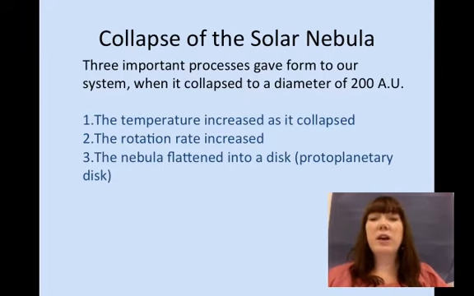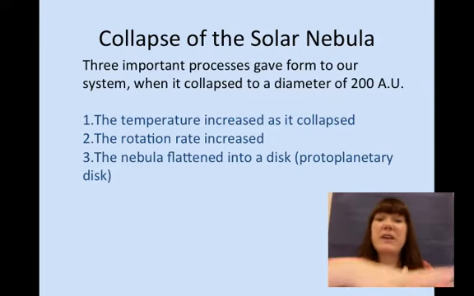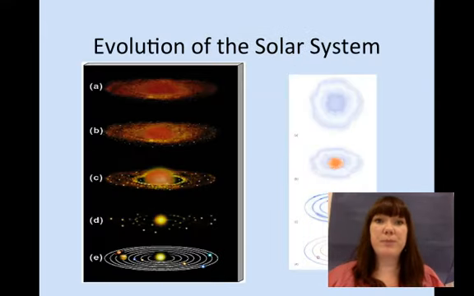And we'll talk later in class about what might have caused that collapse. There are a few different ideas out there. So what happened as the collapse started is that the temperature increased, the rotation rate of the disk increased, and it flattened. Those 3 things are very, very important. So it flattened, started spinning faster, and started heating up.